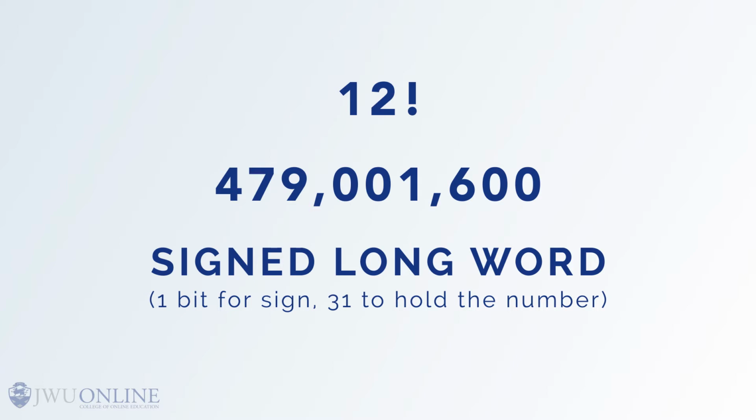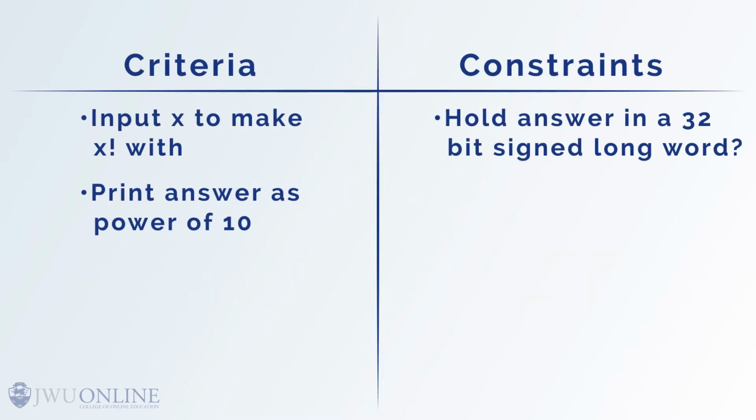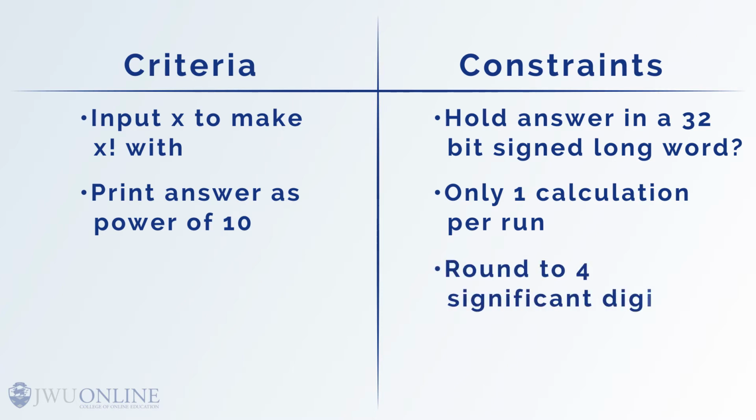So our constraint might be to use a signed long word for the answer and error check the input to make sure that the user does not ask for anything larger than 12 factorial. That seems low, but it does give us an understanding of how powerful factorials are. Other constraints might be to perform only one calculation per run, since the user didn't ask for any more than that. Personally, I would look for clarification on that from the user. We might also decide to round our answer to 4 significant digits after the decimal point. Again, this is something you have to clarify with the user.